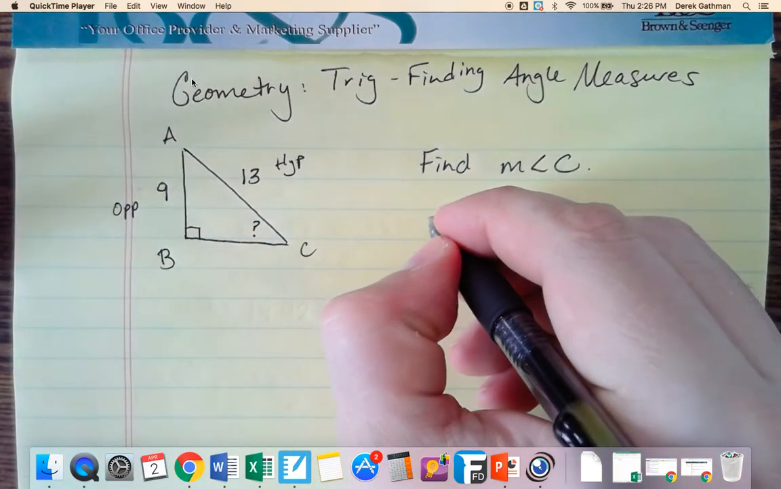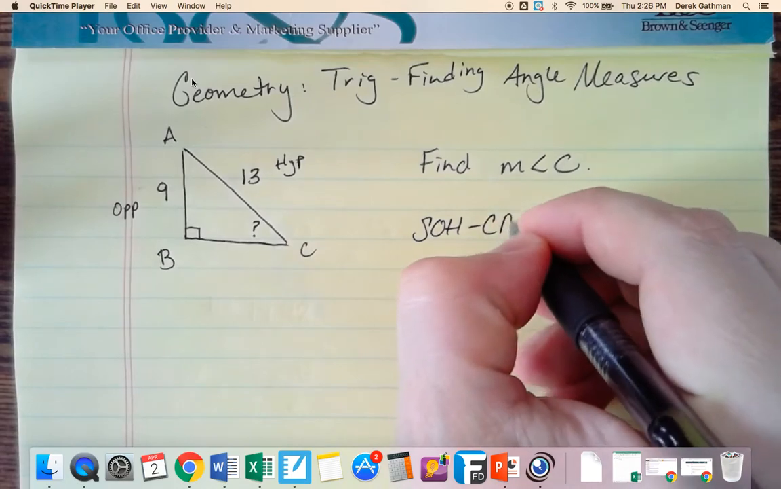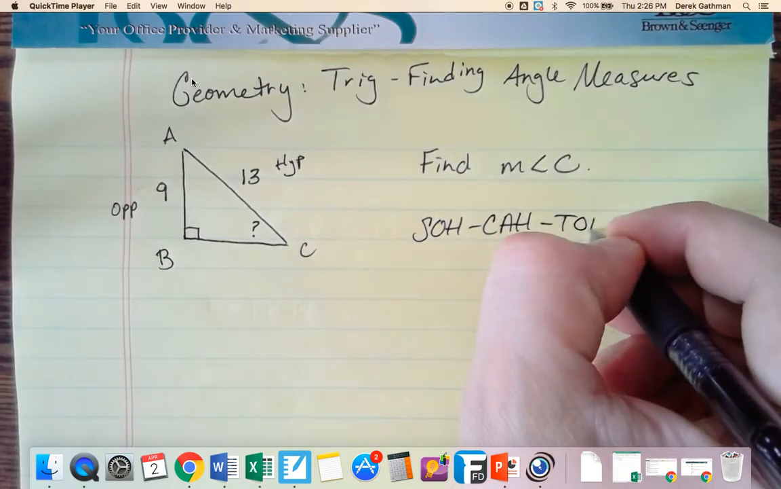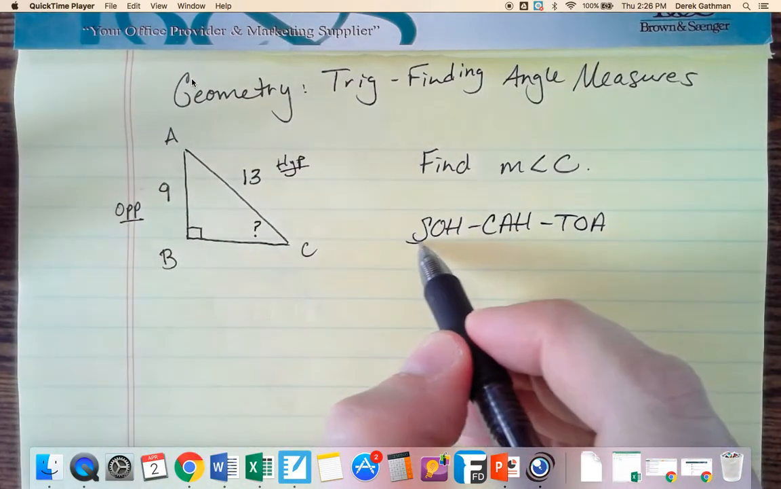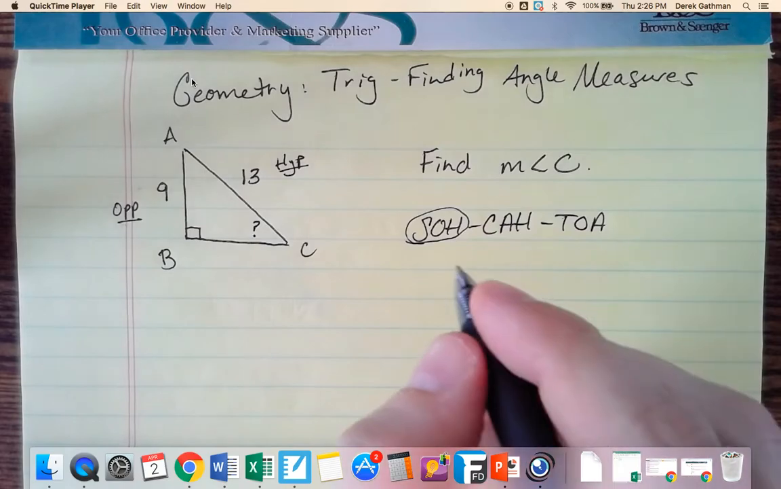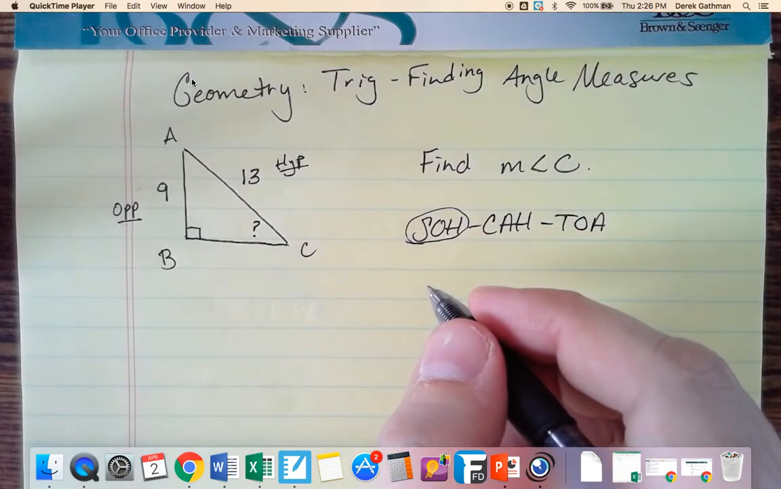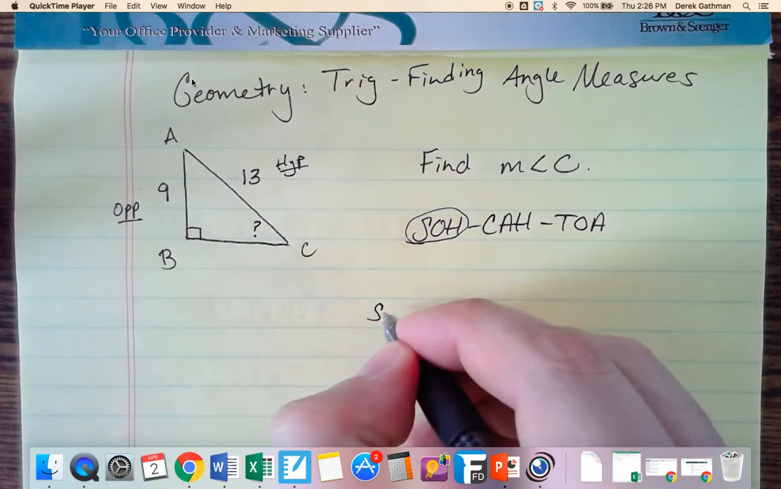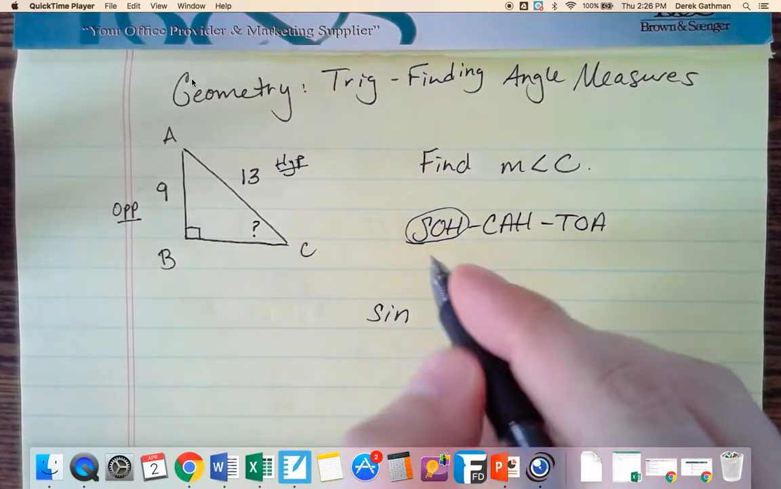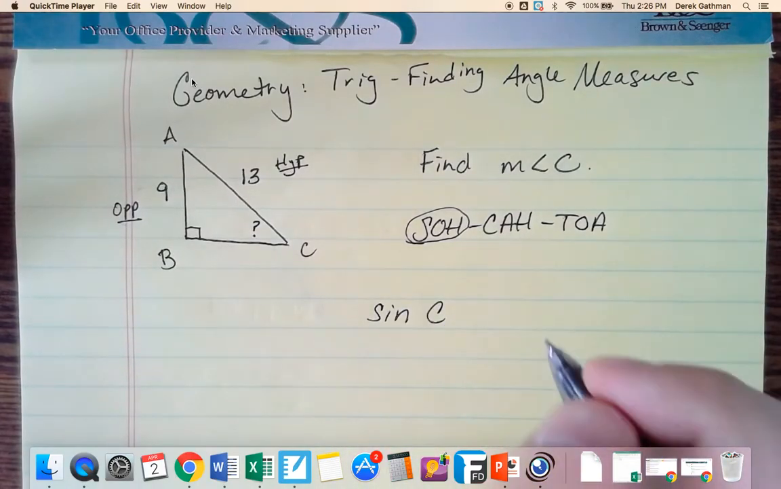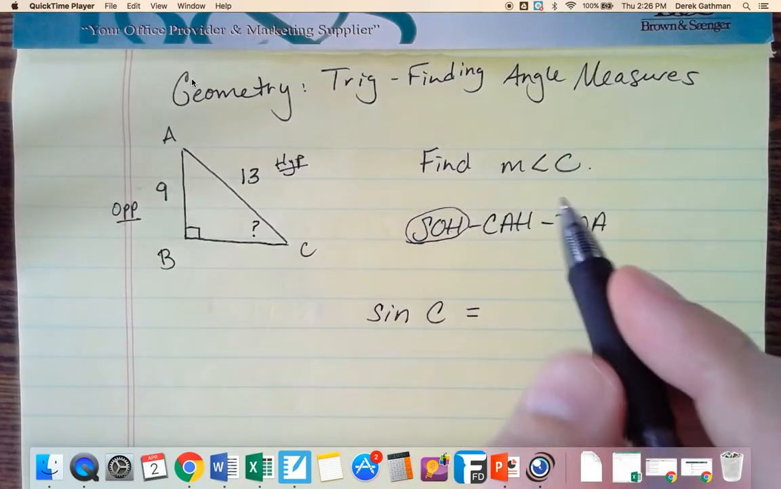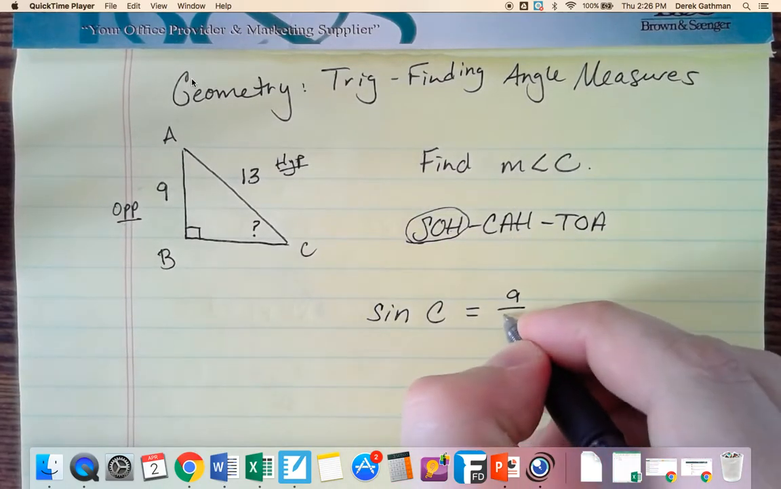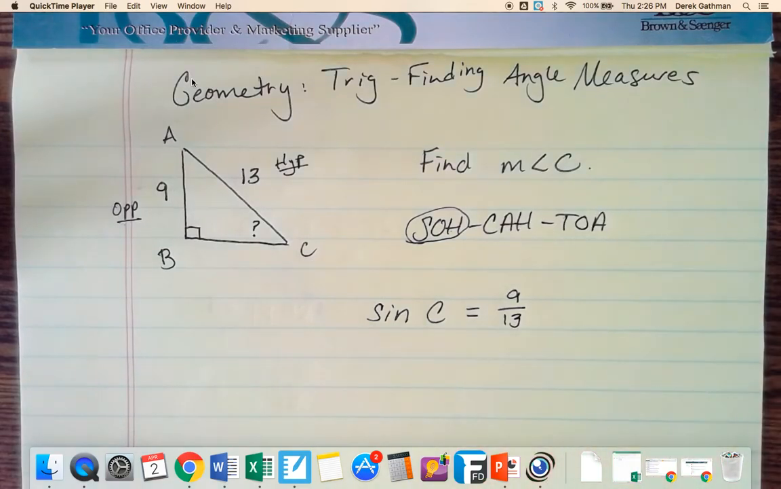If you remember, SOHCAHTOA helps us remember our trig ratios. I've got opposite and hypotenuse, so I'm going to go with this one, which means I'm going to use the sine. So next thing I'm going to do is write out that ratio. The sine of the angle that I'm looking for, so C, is going to equal my opposite over my hypotenuse. My opposite is 9, my hypotenuse is 13, so I'm going to say 9 over 13.